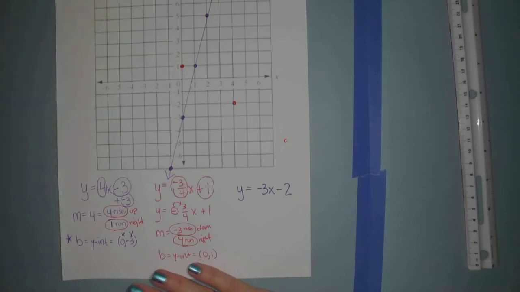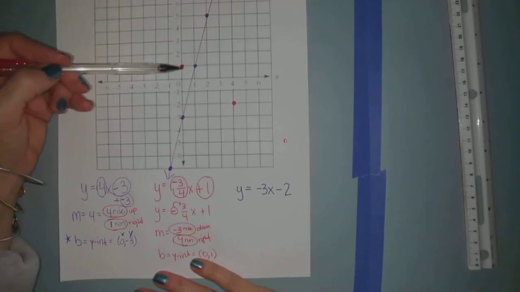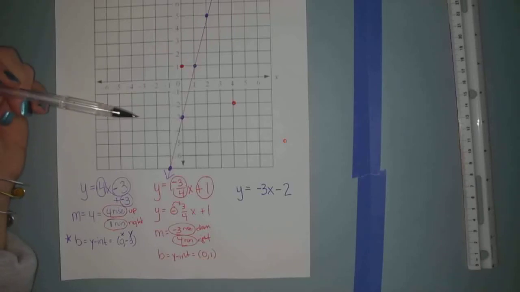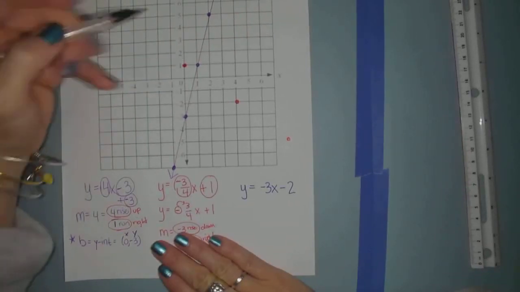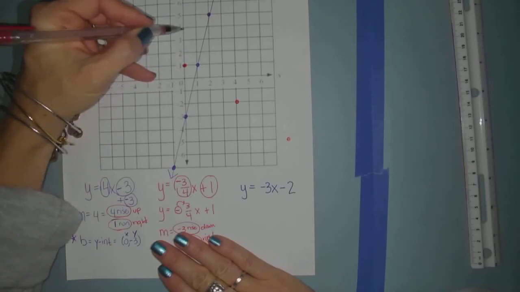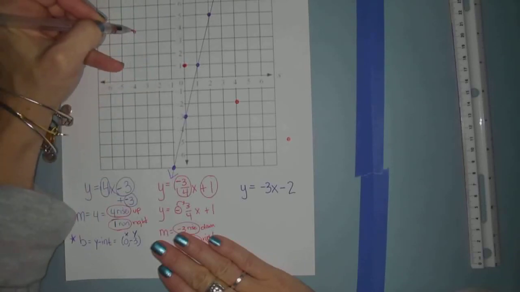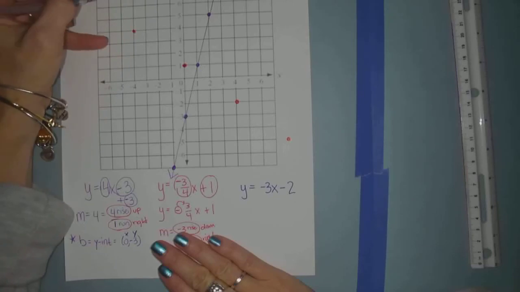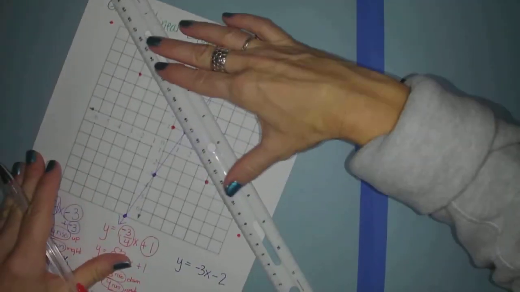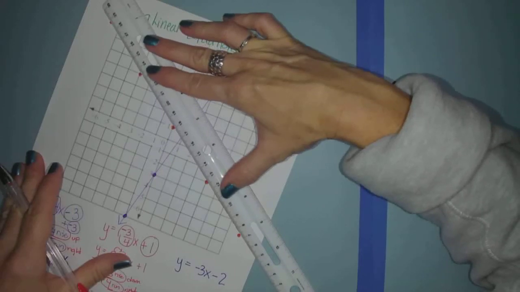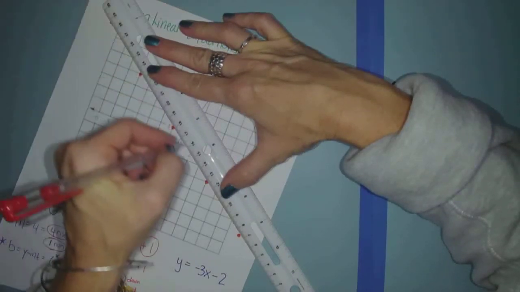Now the opposite, this is the only time I go left. I always go up and right or down and right. The only time I will go left is if I'm doing the opposite. So instead of going down 3, right 4, I could go up 3, 1, 2, 3, and left 4, 1, 2, 3, 4. Up 3, 1, 2, 3. About right there. And those points should line up. Get your ruler. You've got yourself a line.